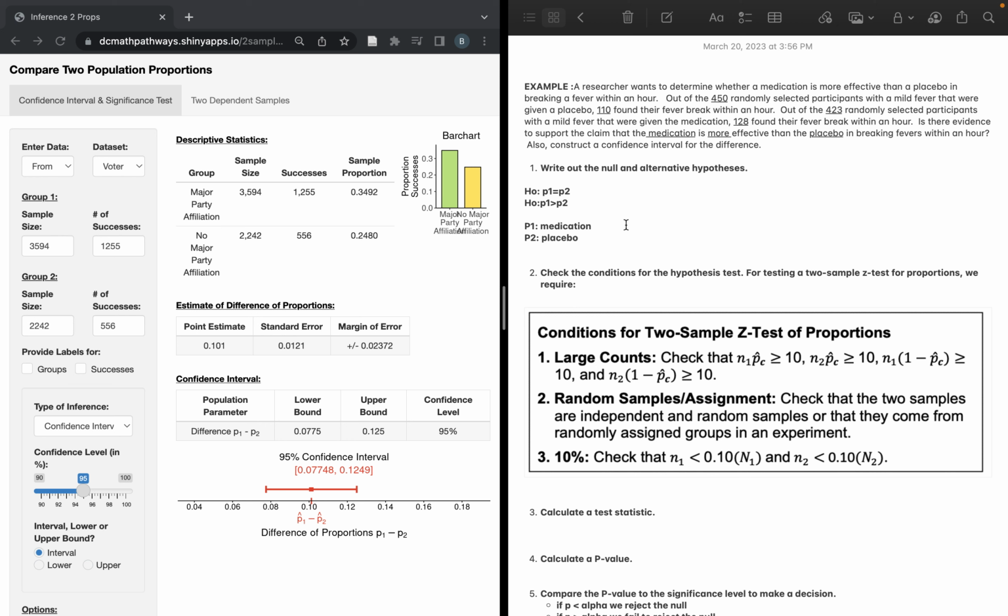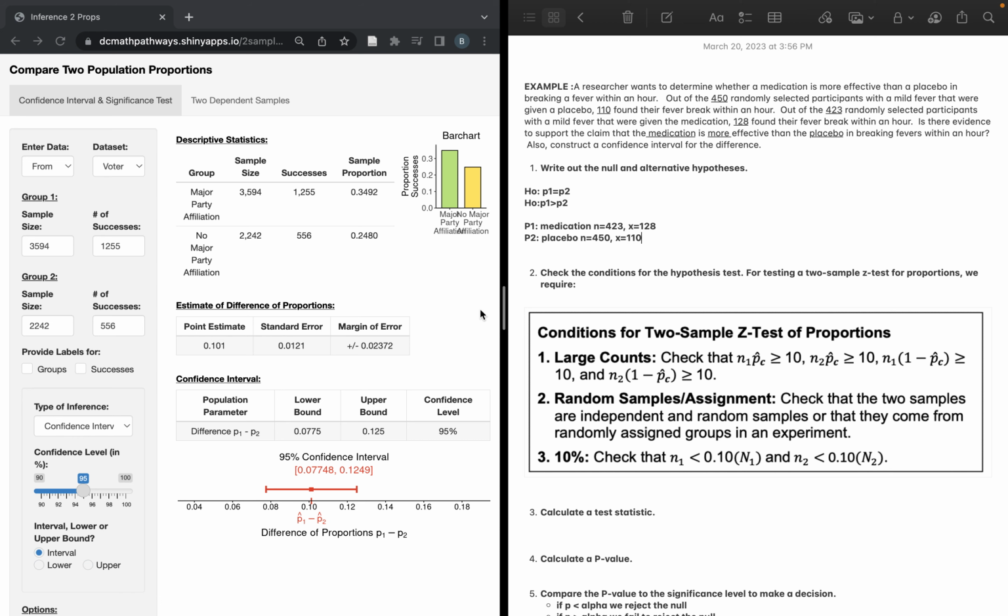So the medication is this one. Out of 423, 128 were given the medication. So medication has n equals 423, and our number of successes is 128. And I like to write these down so I don't get them confused when I'm putting them into the app. So the placebo, we had 450 total, and 110 had their fever break.